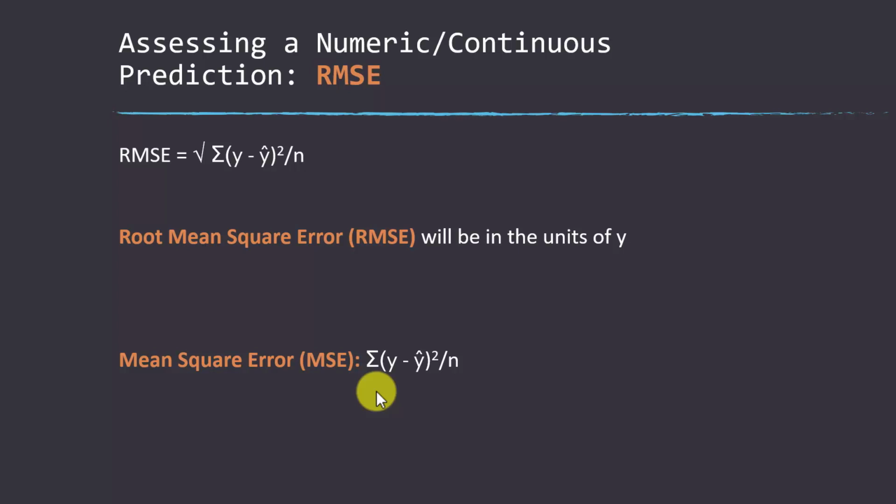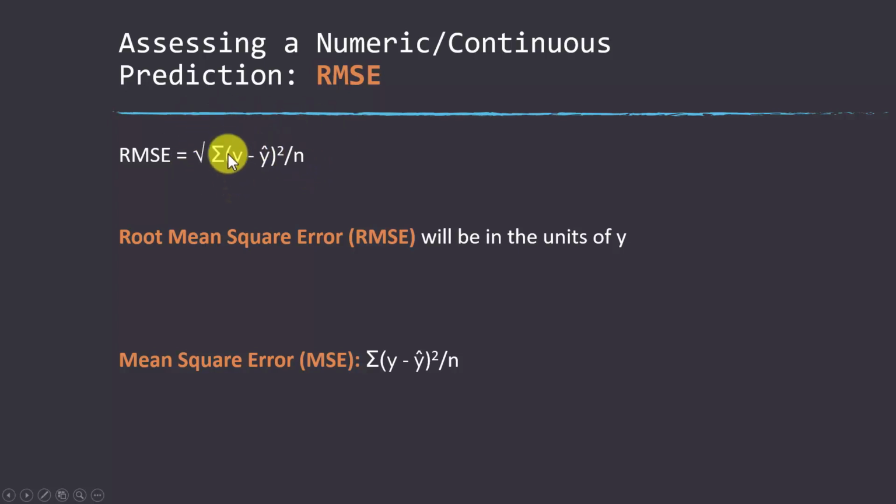So RMSE, or root mean square error, is this. You take the correct value and subtract from it the predicted value. So the correct minus the predicted is known as the residual. So you're basically calculating the residual. So you take the residuals, you square the residuals, and then you sum them up, divide by the number of samples, and then take the square root.